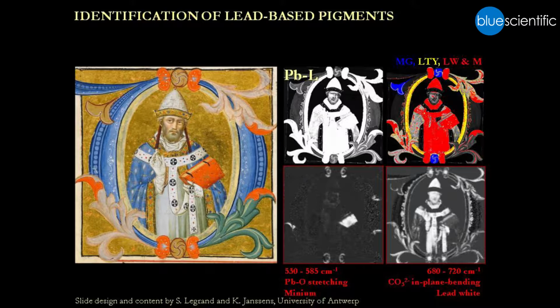And once you add the FTIR maps and you look at the lead oxide stretching and then the carbonate bending, and you map those, you can separate the red lead, the lead oxide, from the lead white, which is lead carbonate. And you can look for areas where both are present, which might be areas where red lead and lead white are mixed together, which just based on color, we wouldn't be able to say.